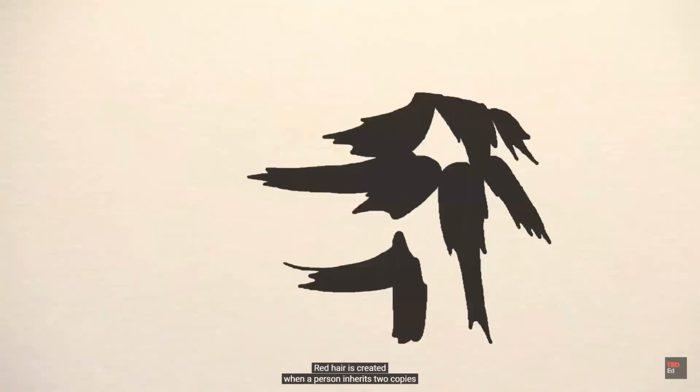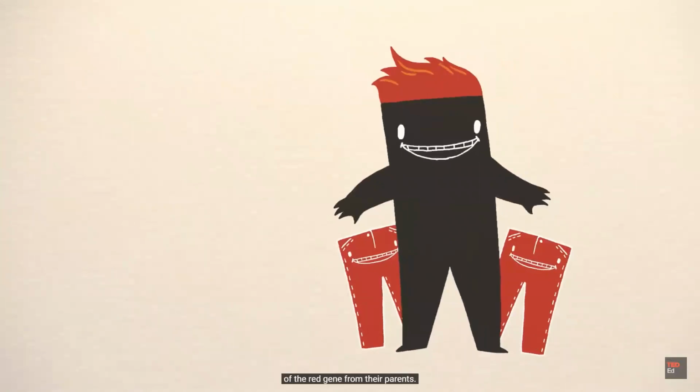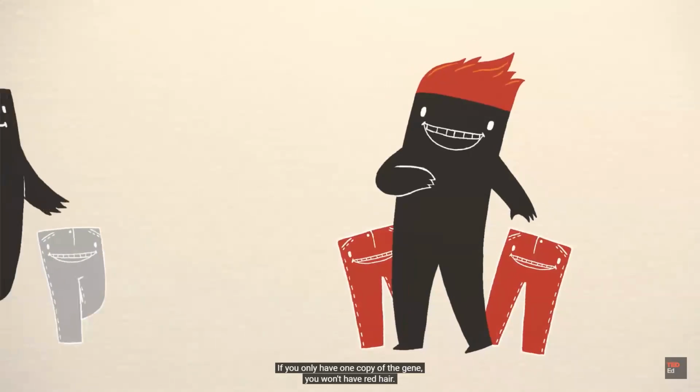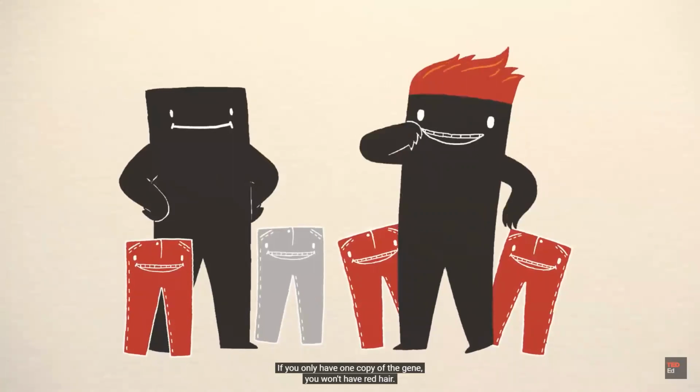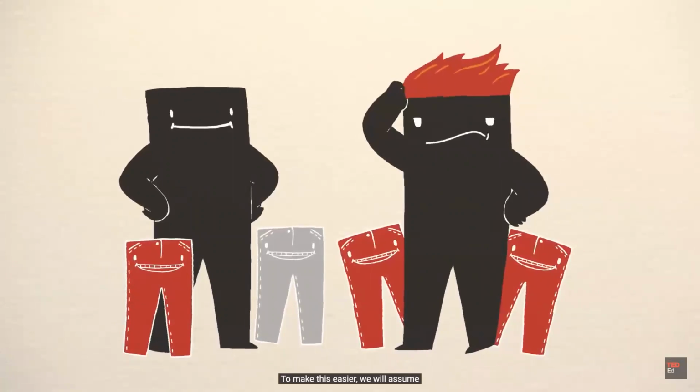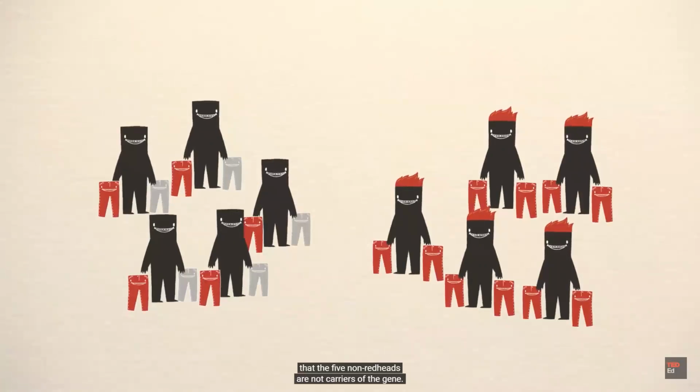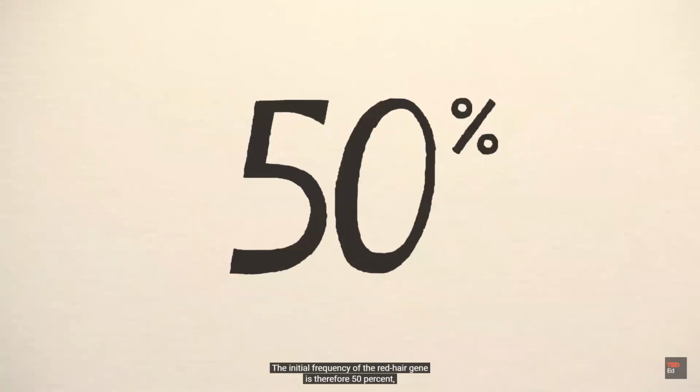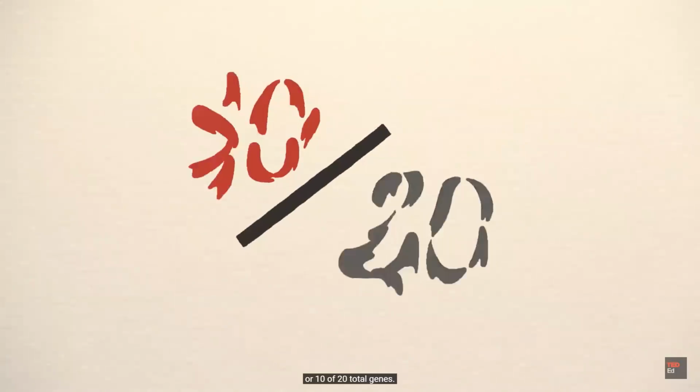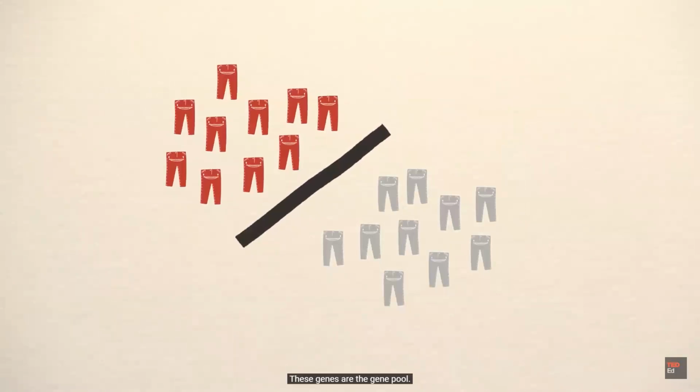Red hair is created when a person inherits 2 copies of the red gene from their parents. If you only have 1 copy of the gene, you won't have red hair. To make this easier, we will assume that the 5 non-redheads are not carriers of the gene. The initial frequency of the red hair gene is therefore 50%, or 10 of 20 total genes. These genes are the gene pool.